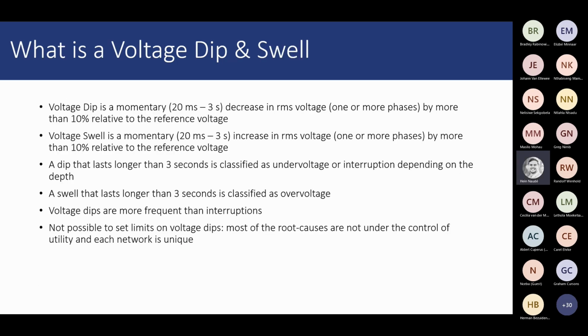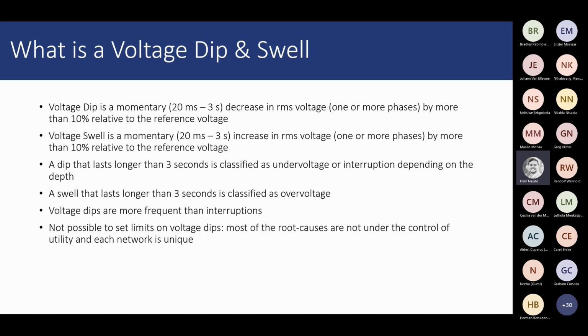Okay, so what is a voltage dip and a swell? A voltage dip is a momentary decrease, between 20 milliseconds and 3 seconds, in the RMS voltage on one or more phases by more than 10% relative to a reference voltage. A voltage swell is the same, but it's a momentary increase in the RMS by more than 10%. This 10% is what's declared in the NRS 048 as a dip. So 10% below and above a reference voltage is seen as a dip or a swell.